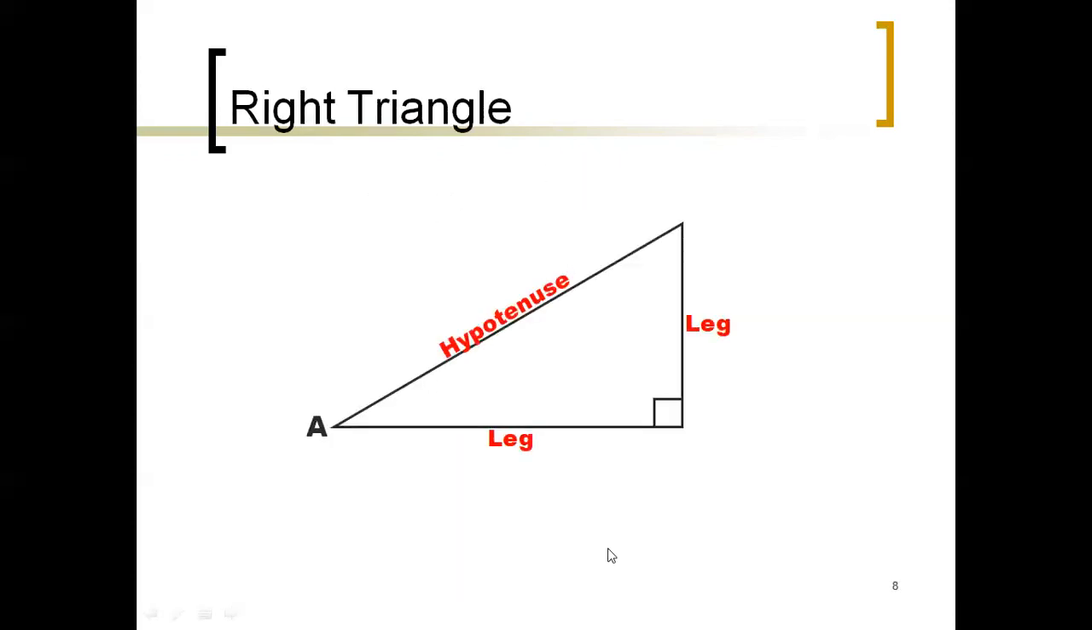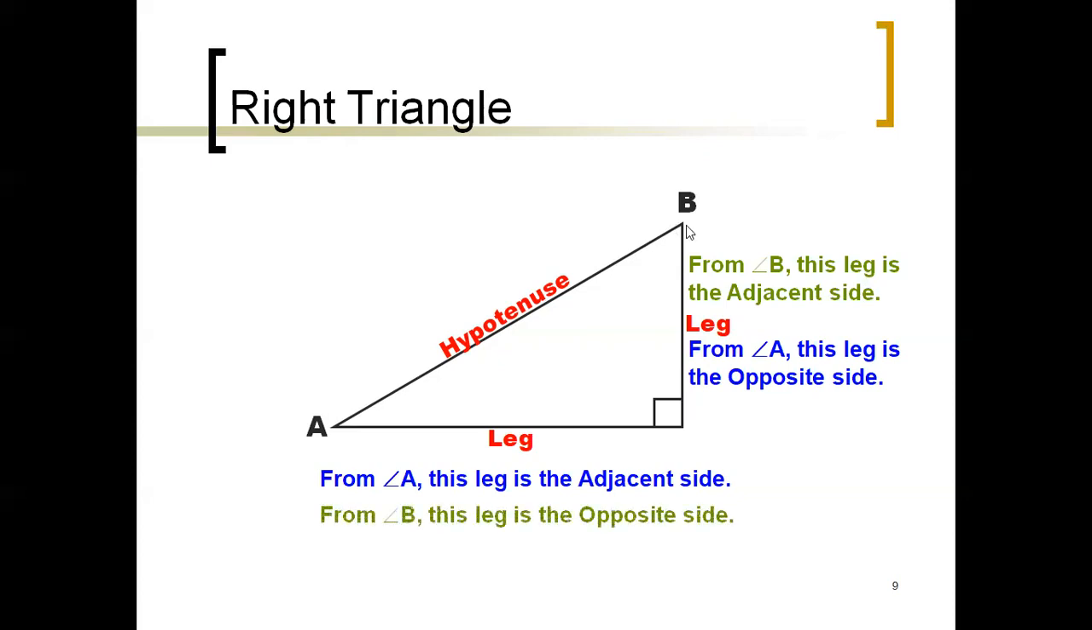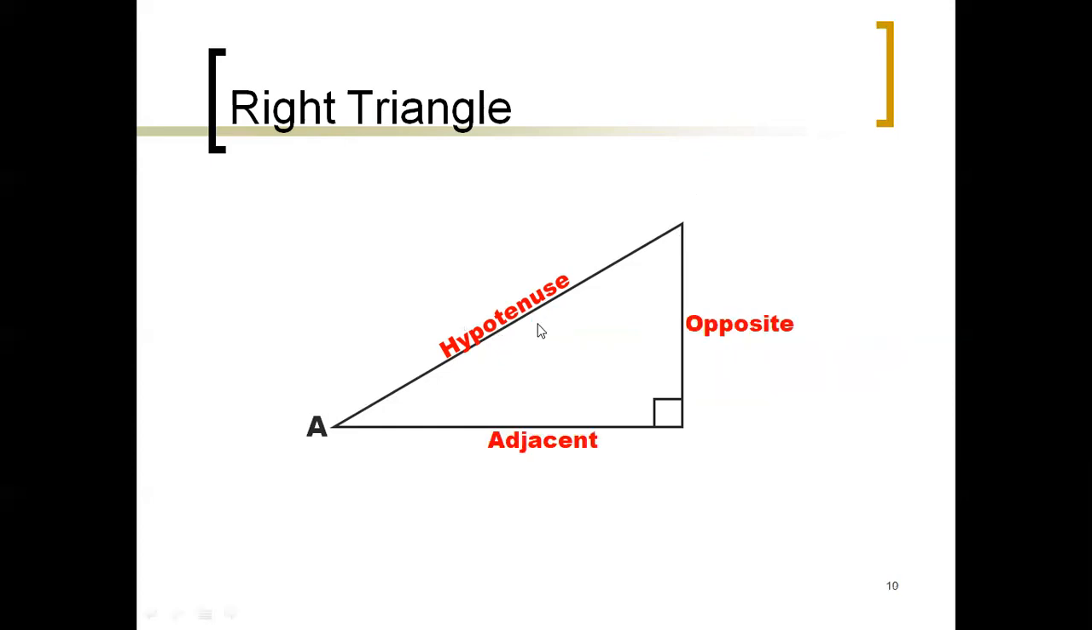So in a right triangle, from angle A, this leg is the adjacent side. From angle A, this leg is the opposite side. From angle B, this leg is the adjacent side. And from angle B, this leg is the opposite side. We know that the side opposite the right angle is your hypotenuse.